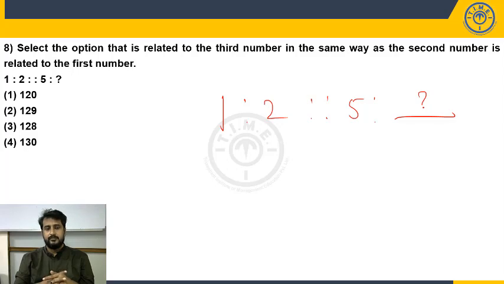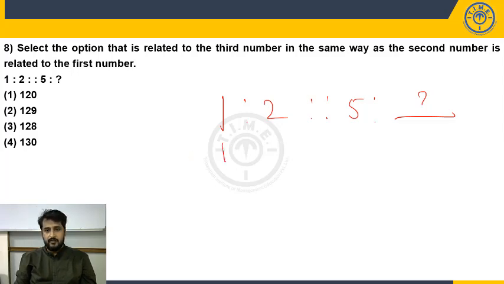Look at the choices. Choices are very big. 1 is to 2, 5 is to 120 or 129 or 128 or 130. Choices are big. Big numbers. You should get some idea by looking at these numbers. The given number in n3 position is 5 and in the n4 position all are near to 120, 125. So please think in that way. If you got 130, that is correct answer.